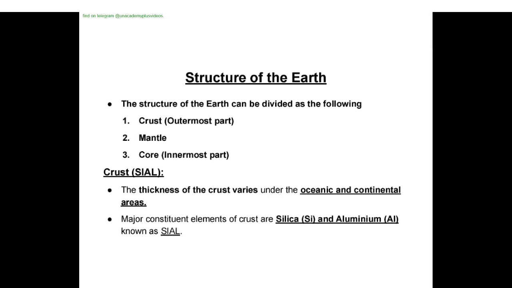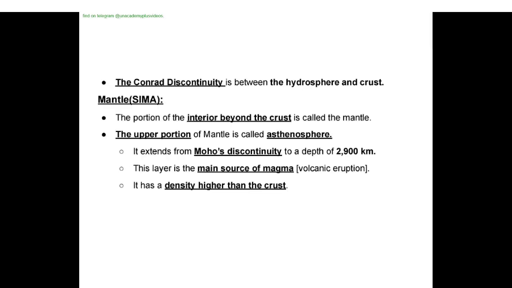Structure of the Earth. The structure of the Earth can be divided as follows: the crust, the outermost part; the mantle, the middle part; and the core, the innermost part. Crust, the code word is Sial. The thickness of the crust varies under the oceanic and the continental areas. Major constituent elements of the crust are silica, Si, and aluminium, Al, known as Sial. The Conrad discontinuity is between the hydrosphere and crust.